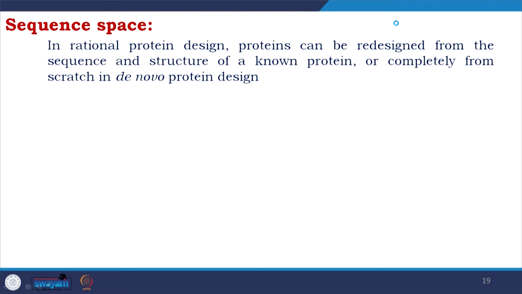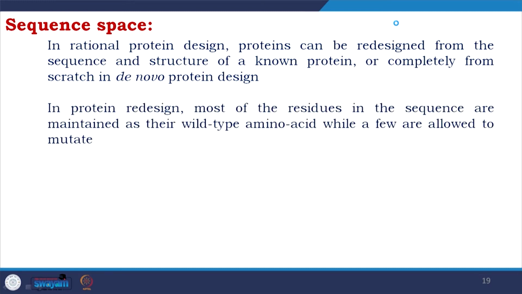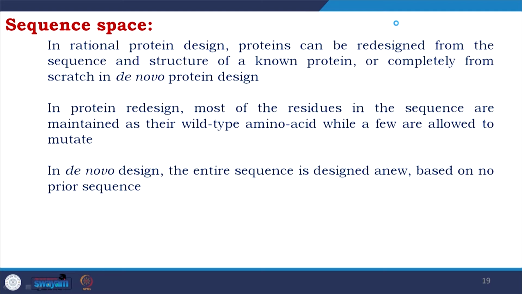Coming to sequence space, as I was talking about, in rational protein design, proteins can be redesigned from the sequence and structure of the known protein or completely from scratch in de novo protein design. In protein redesign, most of the residues in the sequence are maintained as their wild type amino acid, while a few are allowed to mutate and see the effect of those changes. In de novo design, the entire sequence is designed new, or as new based on no prior sequence.